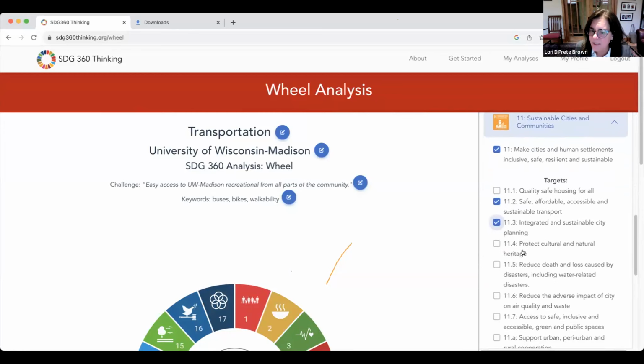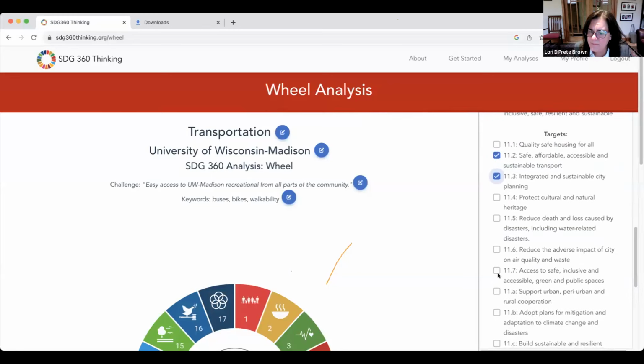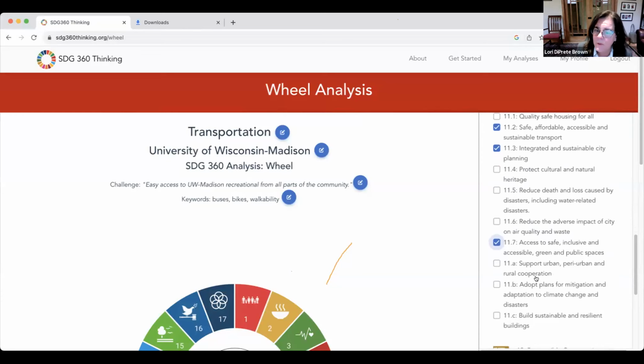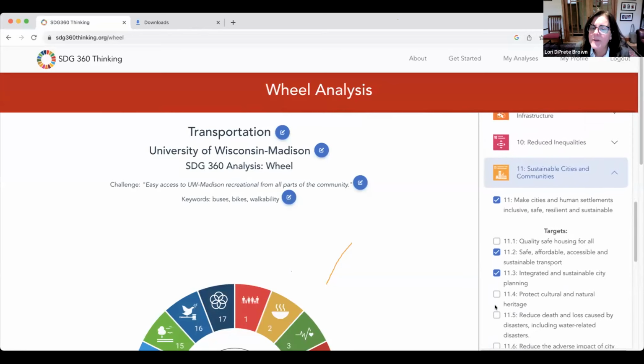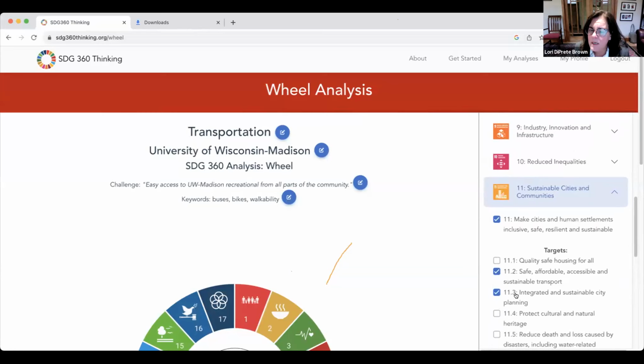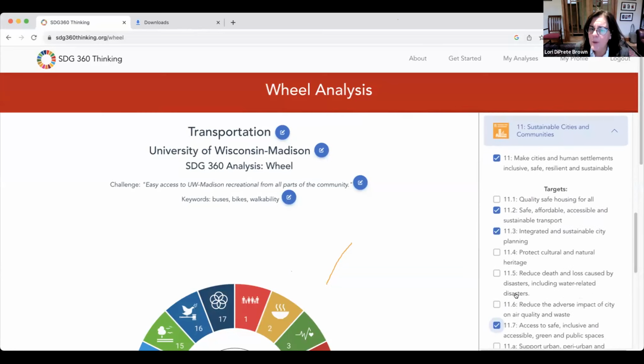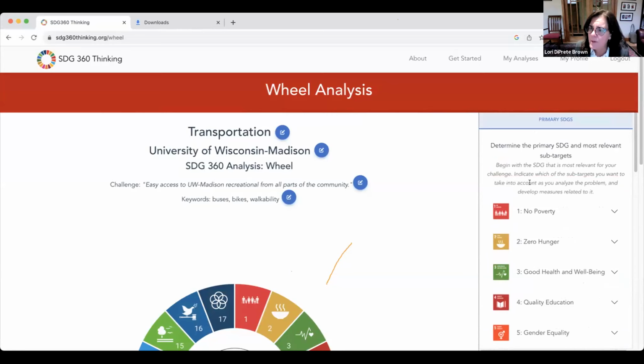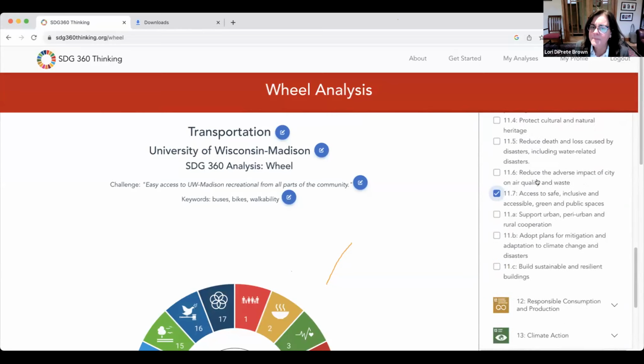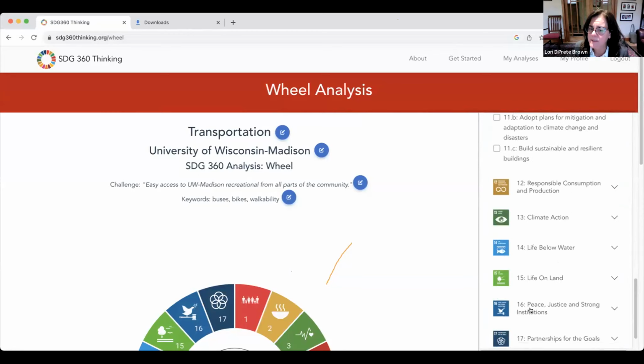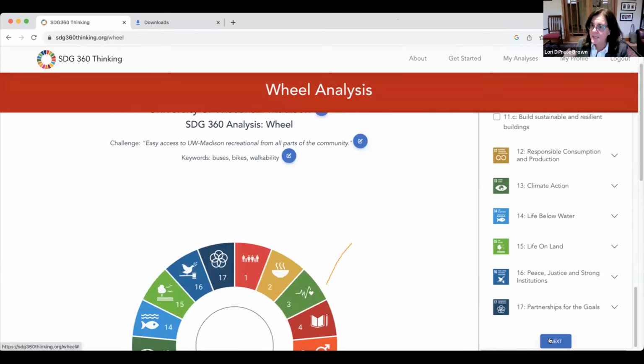Integrated city planning is related to this. Reducing access to safe, inclusive, accessible spaces and public spaces is what I'm thinking about with this UW angle. And I'm gonna leave it at that because I'm really focusing on the transportation. So I have finished step 1. I've picked my primary SDG and I have selected the sub-targets. Now I'm going to press next because it's going to take me to a next step.